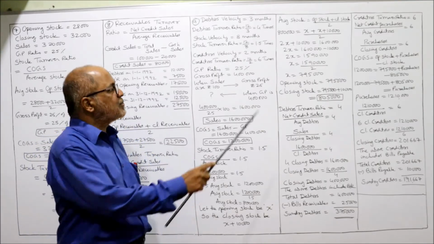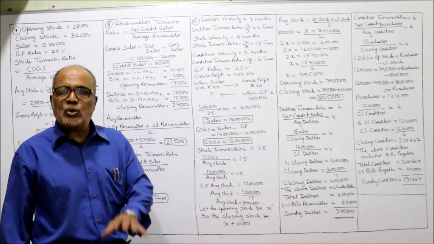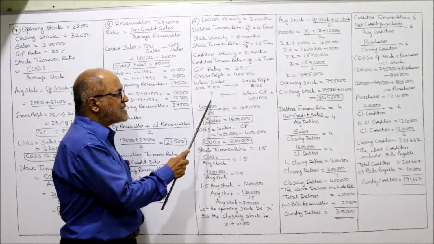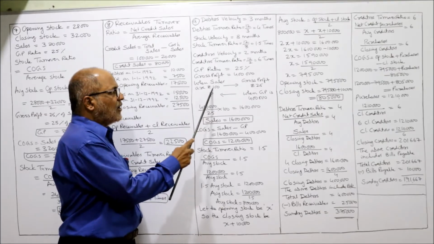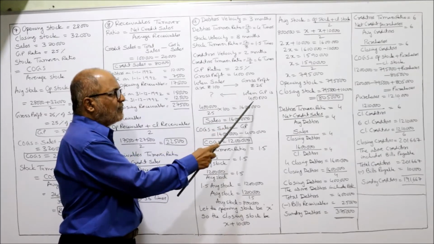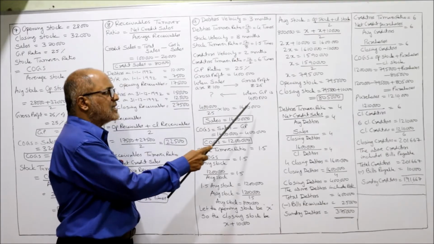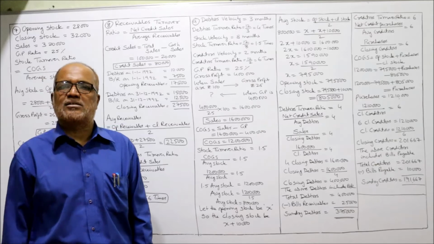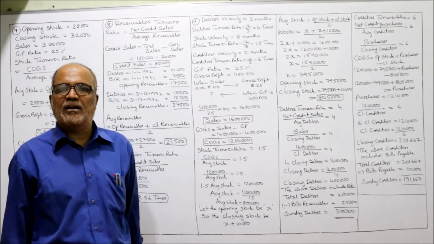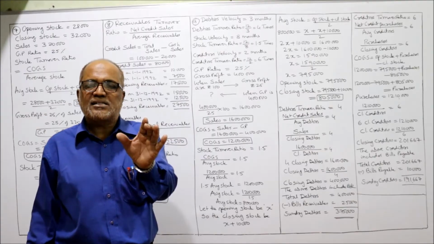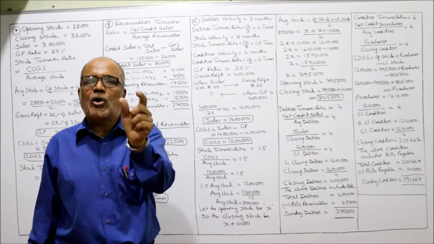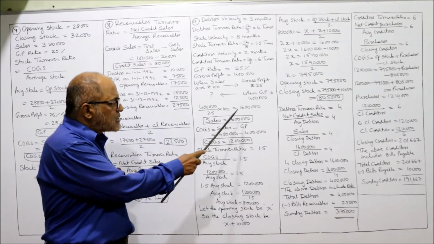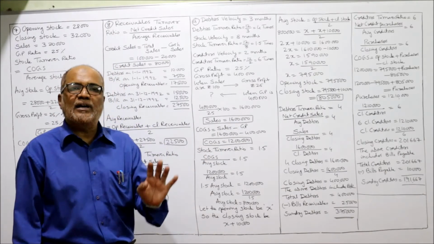What is the actual gross profit given? 4 lakh. Actual gross profit is given 4 lakh. When 100 rupees sales, 25 rupees gross profit. When 4 lakh rupees is the gross profit, how much would be the sales? So 4 lakh divided by 25 into 100, 16 lakhs. Our sales are 16 lakh. Now we can confirm whether this 16 lakh is correct or not. It is saying that gross profit is 25% of sales. Now calculate 25% of 16 lakh. Definitely you will get 4 lakh.